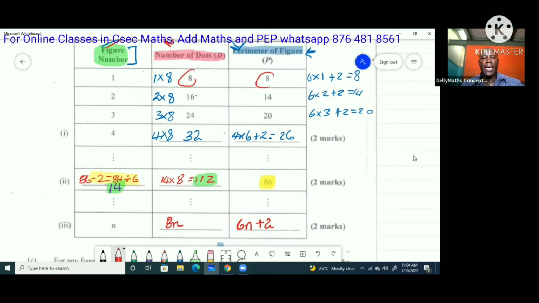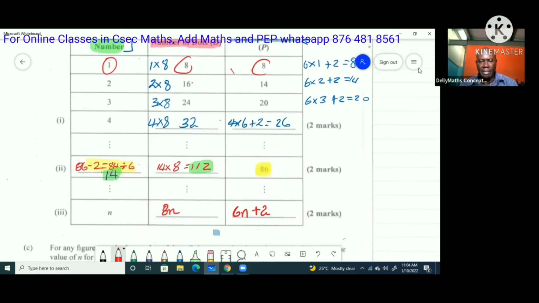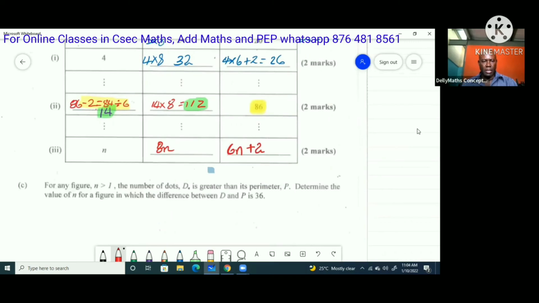So they're saying as long as n is greater than 1, then you could see for yourself, the dots will be greater than the perimeter. So they're saying the number of dots D is greater than the perimeter. Yeah, we are seeing that here. Number of dots D is greater than the perimeter. All right. So they're saying determine the value of n for which the difference between the D and the P is exactly 36. All right.